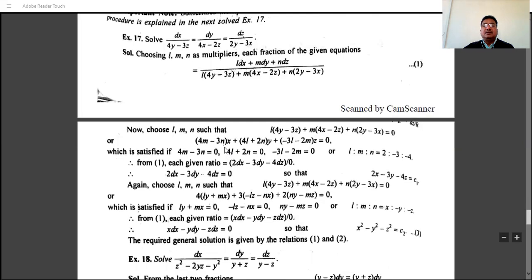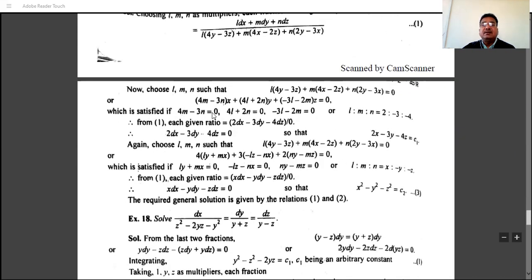So we multiply by l with P, m with Q, and n with R, and then we have this equation. In order to satisfy this equation, the coefficient of x must be 0, the coefficient of y must be 0, and the coefficient of z must be 0. When this is equal to 0, then we have these three equations. After solving these three equations for l, m, n, we have the answer: l is 2, m is minus 3, and n is minus 4. And then choose multipliers as 2, minus 3, minus 4.